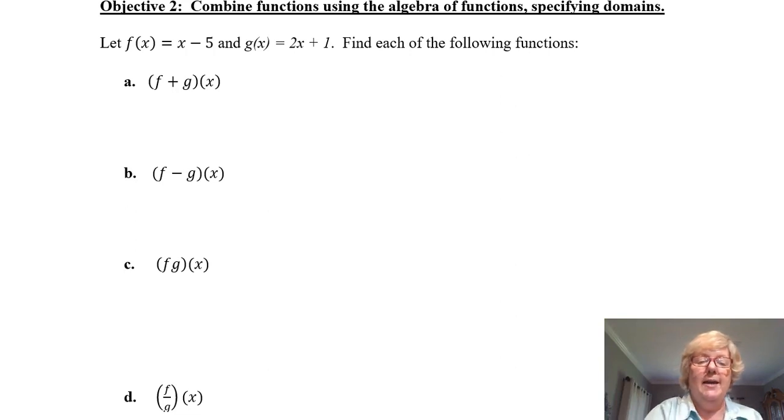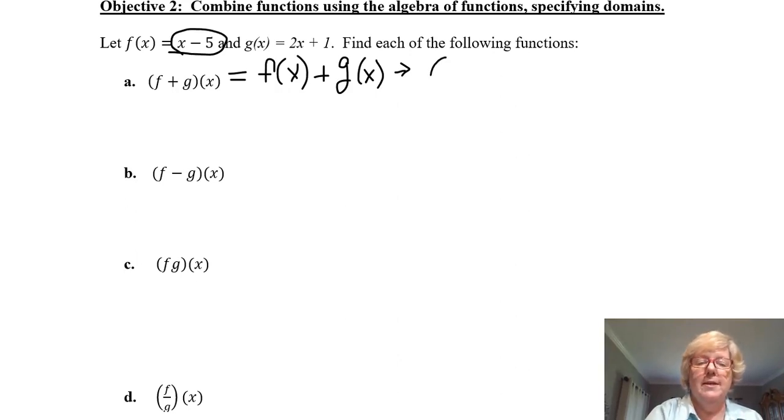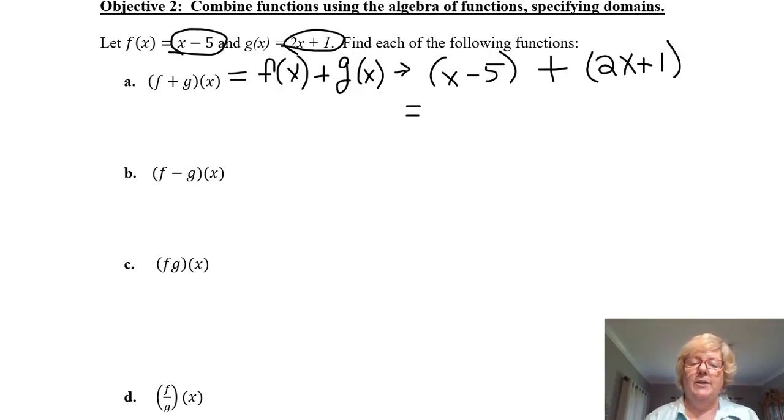Whenever you see the plus sign, obviously that means you take the f of x and you add it to the g of x function. So that means we take these terms, x minus 5, and we will add them or combine them to 2x plus 1. It's simply a matter of combining like terms. I have 1x and 2x, which gives me 3x. I have the negative 5 and the positive 1, which gives me negative 4. So the answer to this first example, f plus g, is 3x minus 4.